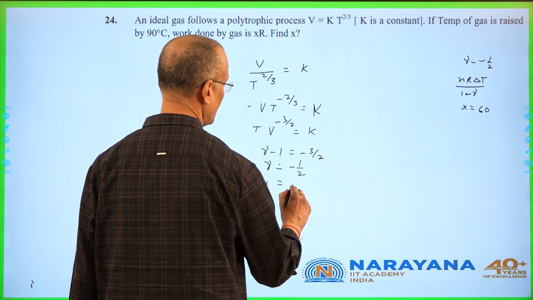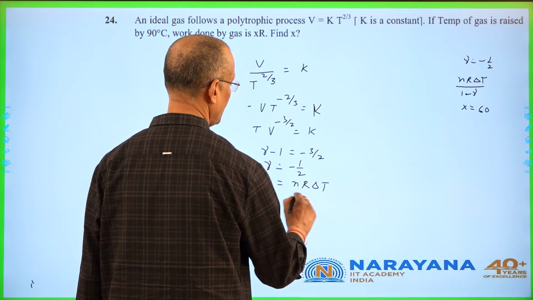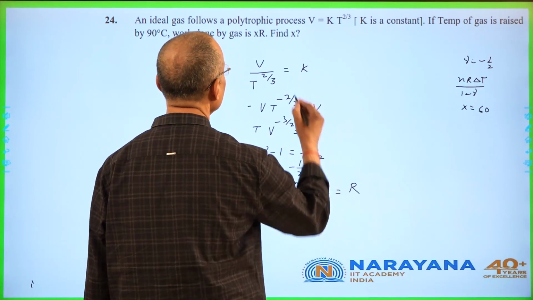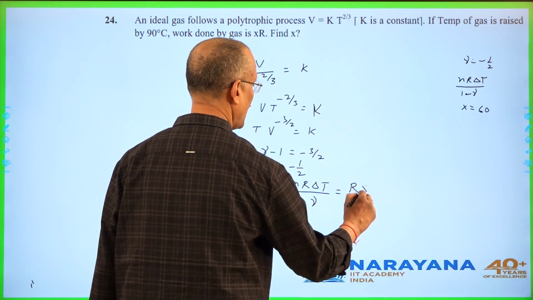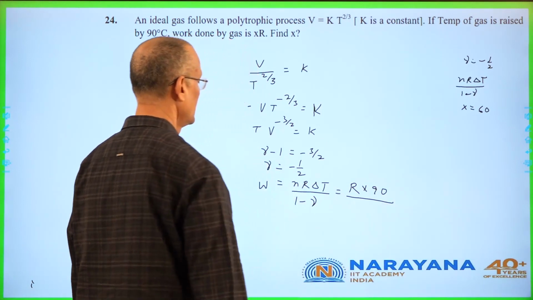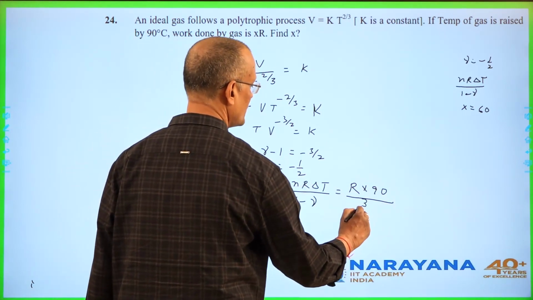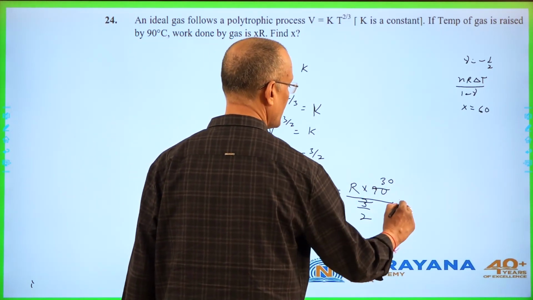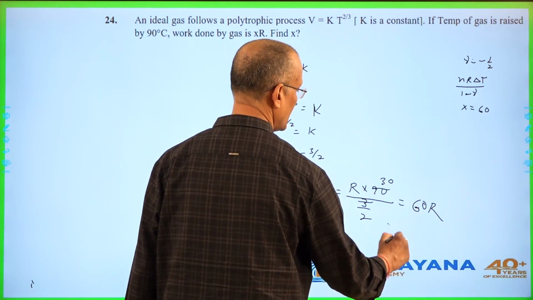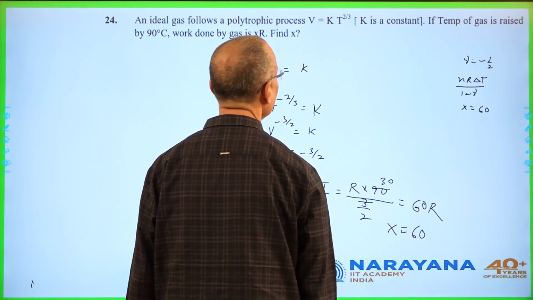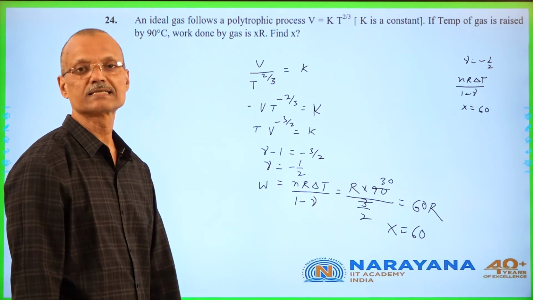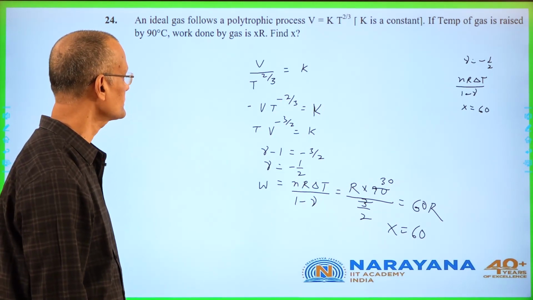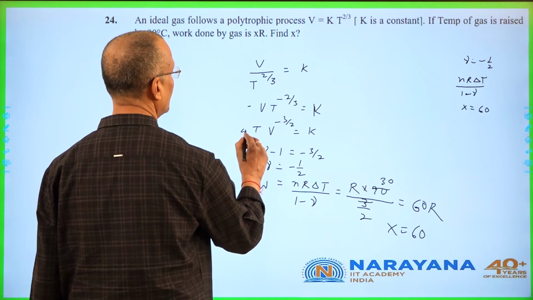Work done will become nR dT by 1 minus gamma. They had given you 90, and it is 1 minus minus half, which is 3 by 2. So 3 will become 30, it will become 60R, so x will become 60. Your answer will be x as 60. Simple formula based question you are getting here. I hope you have understood this.